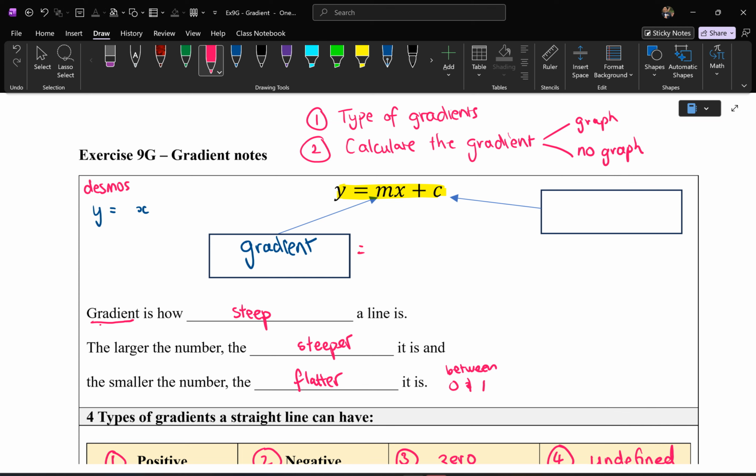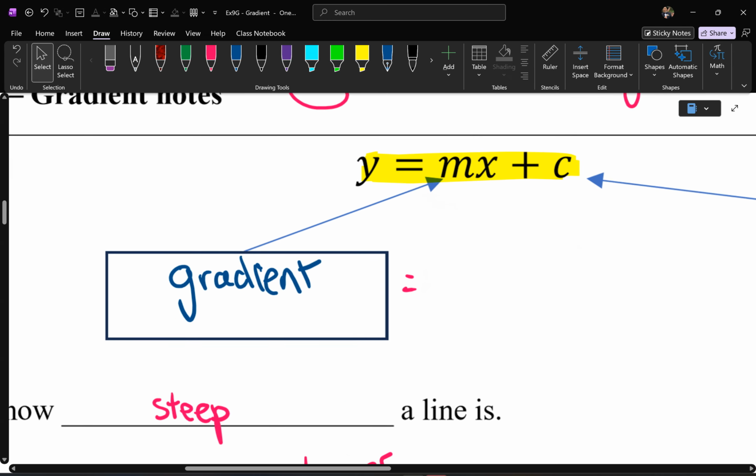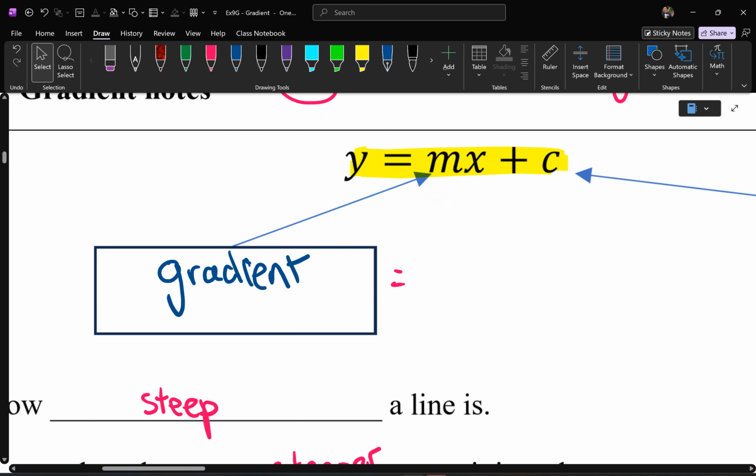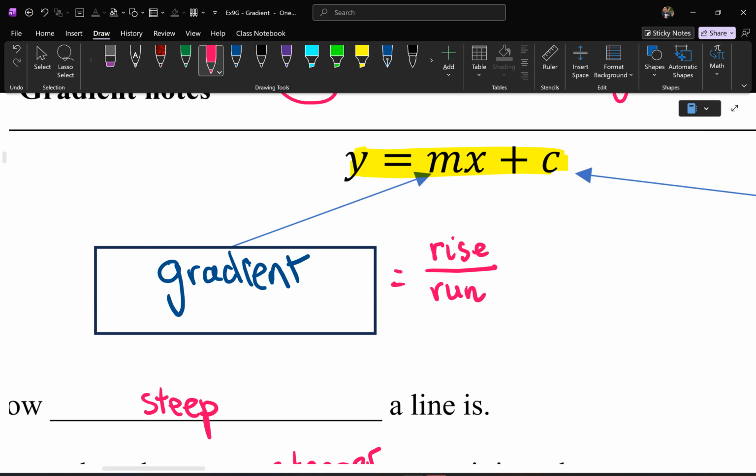So over here, what Carl just said, I'm going to get you to copy next to gradient. How do you calculate gradient? For graphs, if you have a graph, all year 9 teachers will always say this. They'll say rise over run. Just copy that down for now. And if you're not using a graph, so I'm going to write underneath, this is for graph.